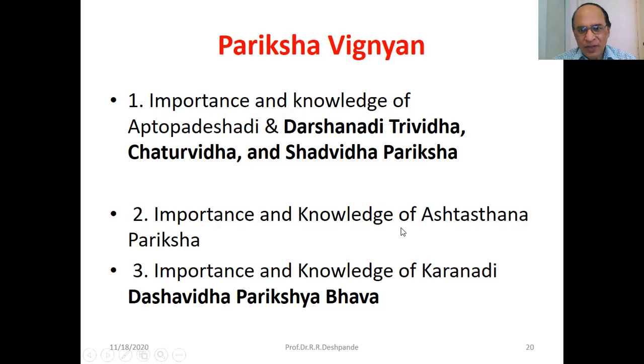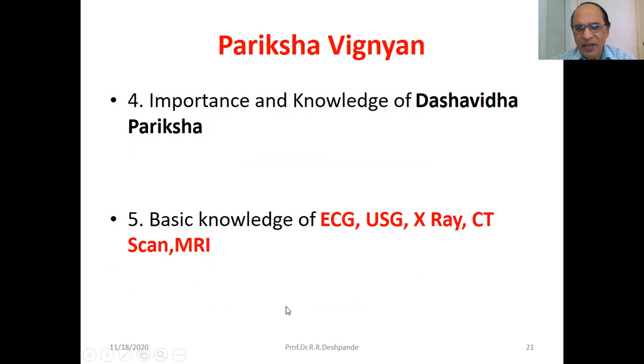Importance and knowledge of Ashtasthana Pariksha, Ashtavidha Pariksha: Nadi, Mutra, Mala, Jihva, Shabda, Sparsha, Druk, Akriti. Importance and knowledge of Karanadi, Dashavidha Pariksha Bhava. Examination methods are explained in Ayurveda. Then importance and knowledge of Dashavidha Pariksha: Dushya, Desha, Bala, Kala, Anala, Prakriti, Vayah, Sattva, Satmya, Ahara, and Avastha.